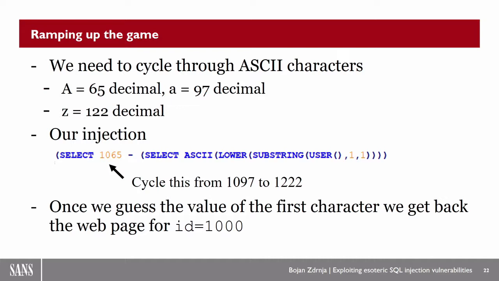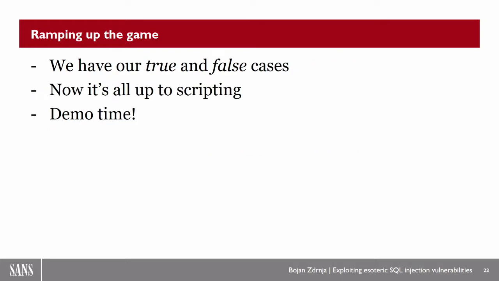If the first character is A, what's A in ASCII? 65, okay? So uppercase A. I did lowercase here, so I don't need to test it. But if the first character was uppercase A, it was 65. 1065 minus 65 is what? 1000. I get back 1 page. If the first character is B, B is what? 66, right? 1065 minus 66 is what? 999. I get back a different page. There we go. 1 bit of information at a time. So I can actually exploit that.